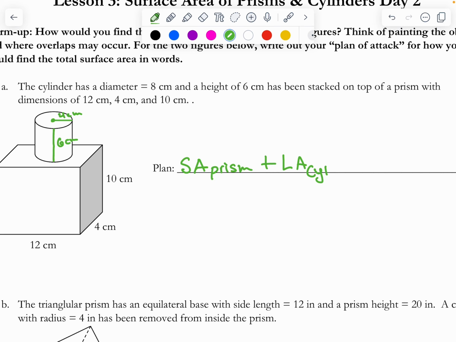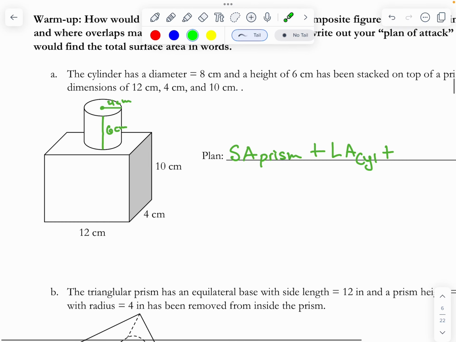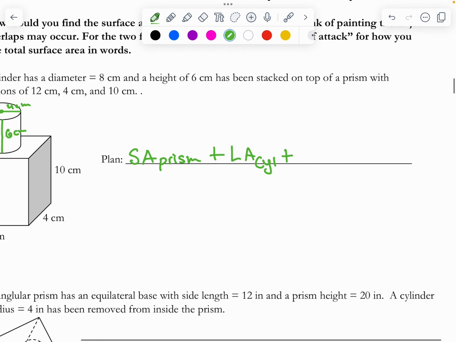Then I'm going to go ahead and add, remember, lateral area is just this. It is just these sides. And then I'm going to add to that the top area, surface area of the cylinder. So plus one area of a circle.